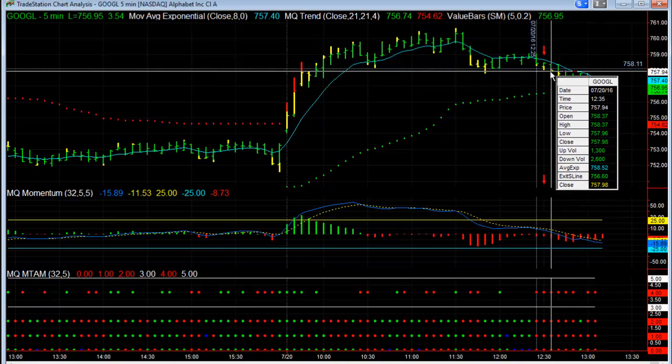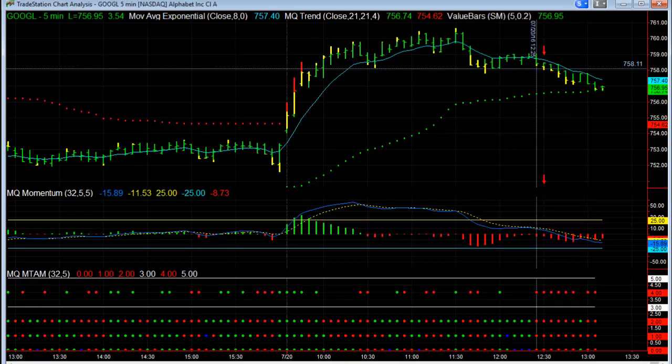Now, this is just in Google on a 5-minute time frame. But this is very similar to what we see on longer term time frames, and in some cases even shorter term time frames. It's a break of support, and what you're doing is you're watching both your momentum profile for directionality as well as MTAM for agreement across multiple time frames.